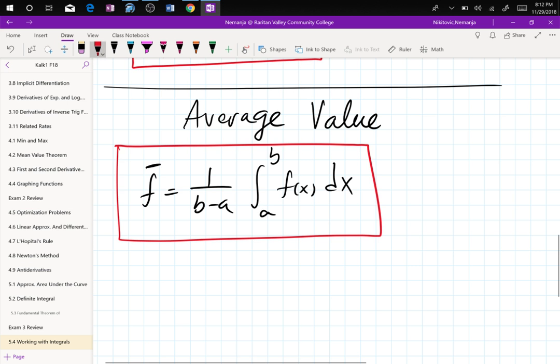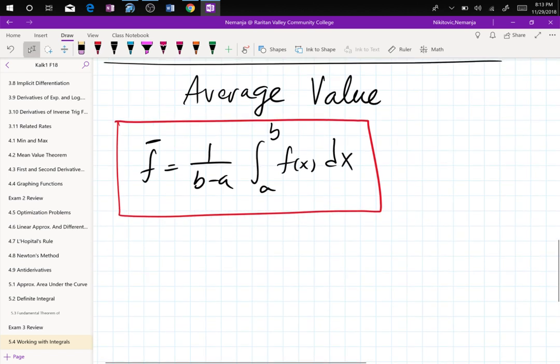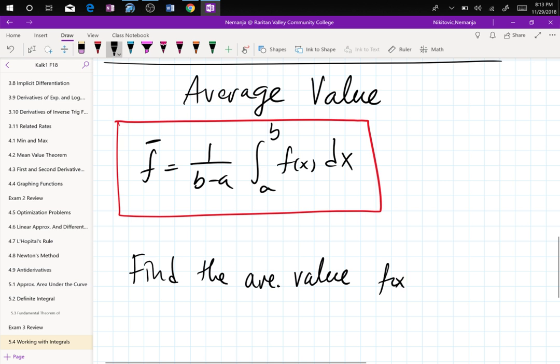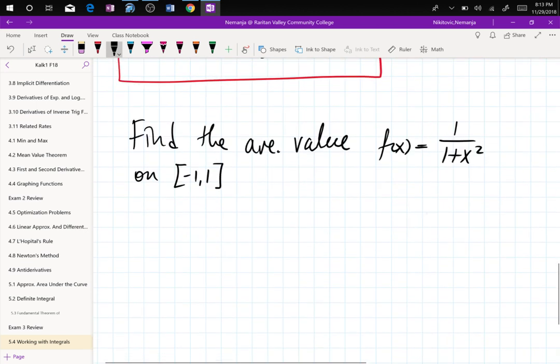Let's go to homework. It says calculate the average value. So find the average value for f of x equals 1 over 1 plus x squared on the interval -1 to 1. Great.